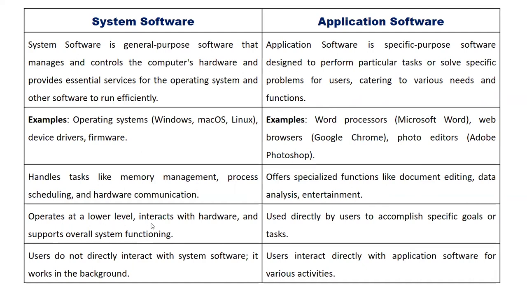System software operates at a lower level, interacts with the hardware, and supports the overall system functioning. Application software is used directly by the user to accomplish specific goals or tasks. Users do not directly interact with system software; it works in the background. Users interact directly with application software for various activities.